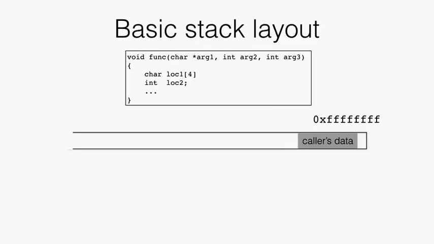Now let's consider the basic stack layout. Here we see a simple function, func, that takes 3 arguments, arg1, arg2, and arg3, and has 2 local variables, loc1 and loc2. Below, we see the depiction of the memory of the process. The highest addresses are to the right, as usual, and we see a depiction of the caller's data, that is, the caller of this function.